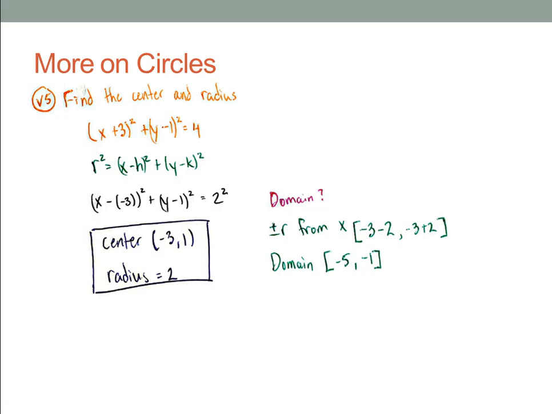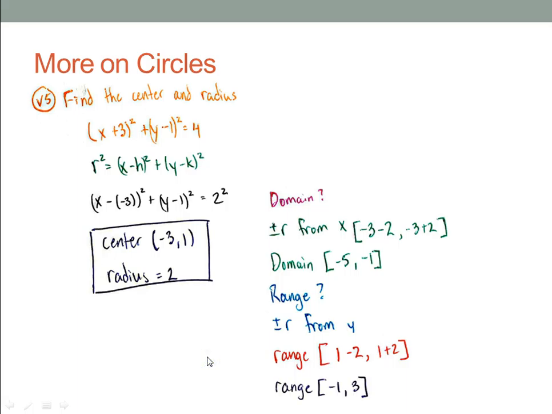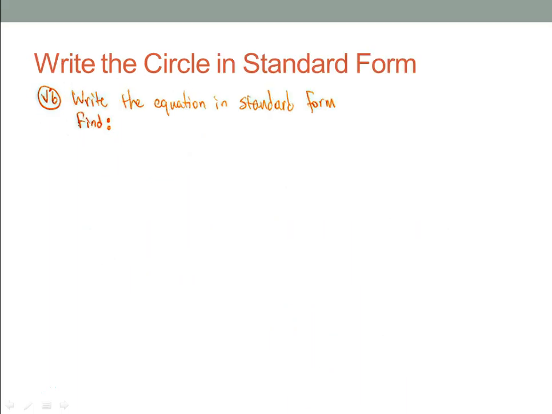And if I can find domain, I can absolutely find range by doing the same thing, but to y. And the y value here is 1. So I'm still adding and subtracting the radius. And you see here 1 minus 2 and 1 plus 2. And that gives me the range. Boom! I have found from one equation the center, the radius, the domain, and the range of that circle. Oh man, so powerful.